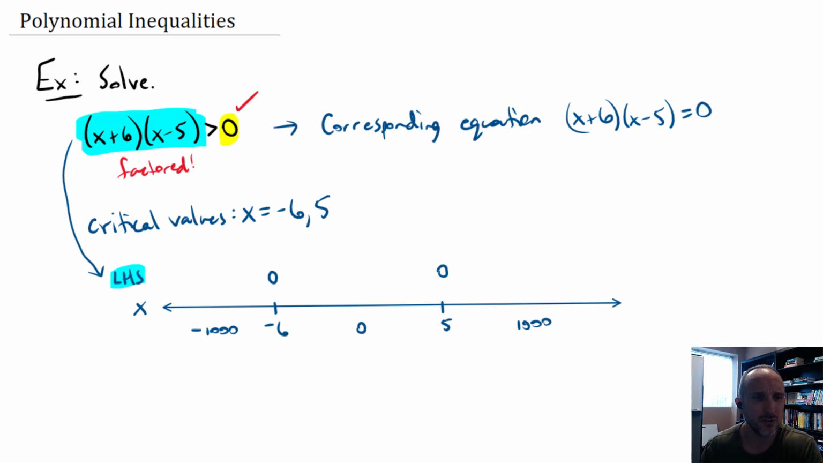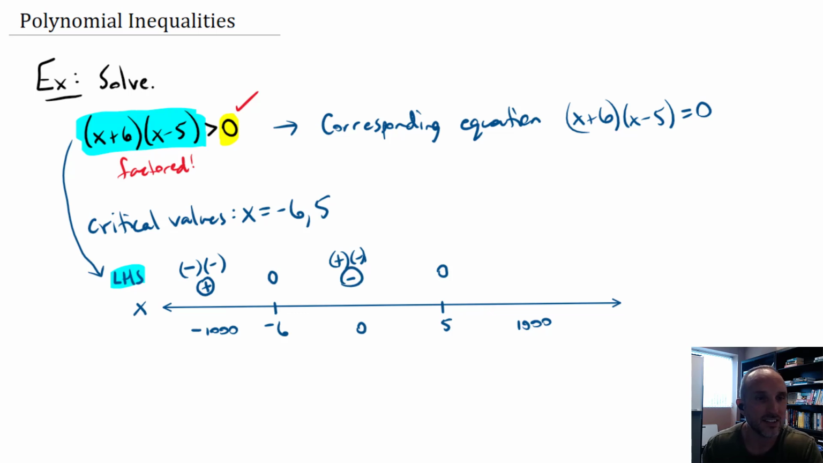Now, what we want to do is plug these x values into the left-hand side. So if x is negative 1,000, you can do this pretty simply without worrying about the actual numbers. Negative 1,000 plus 6 is a negative number. Negative 1,000 minus 5 is a negative number. So a negative number times a negative number is a positive number, okay? If you plug in 0 for x, you get a positive number times a negative number, which is, of course, a negative number.